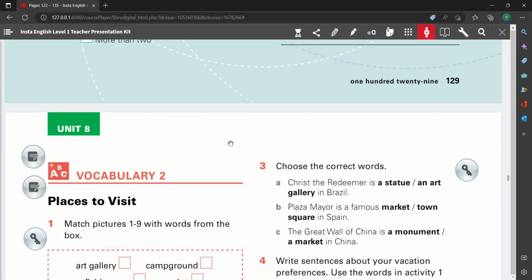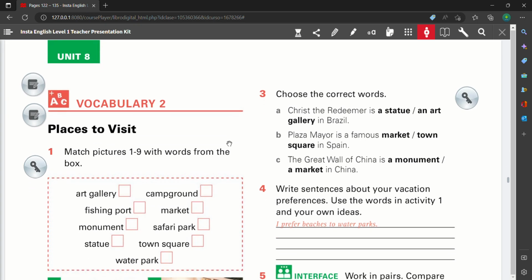No? Choose the correct words. Chris, Christ the Redeemer is a statue or an art gallery in Brazil. Okay, Plaza Mayor is a famous market or town square in Spain. The Great Wall of China is a monument or a market in China. Okay, thank you.